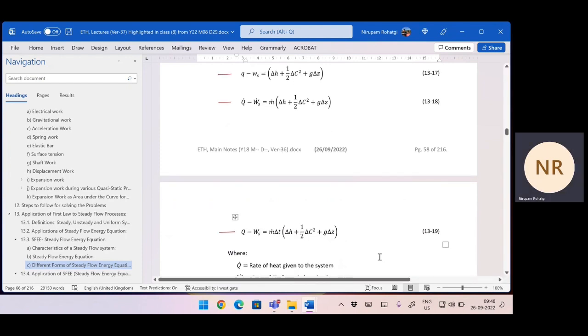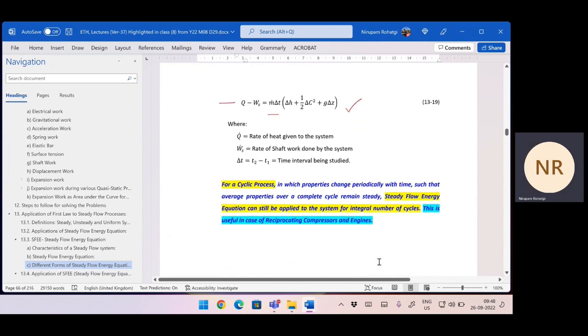The best way I would say is this, you can remember this, and with this you can develop all the others. M dot delta T is also equal to the mass entering during the time interval delta T. You can write that. You can divide by mass, and you can get that.